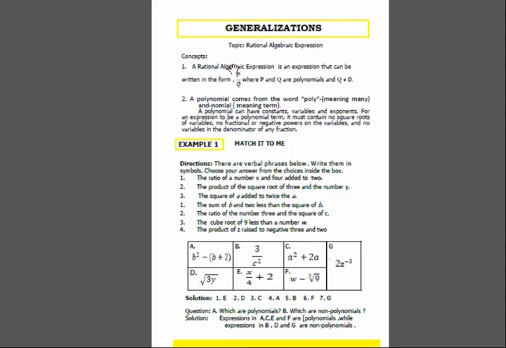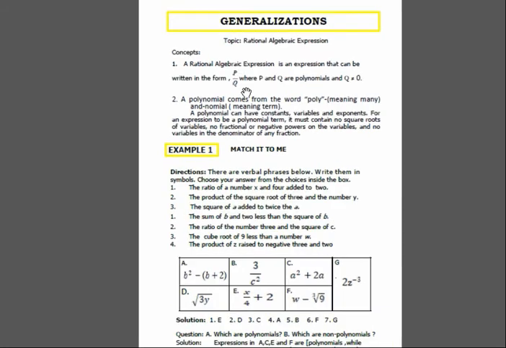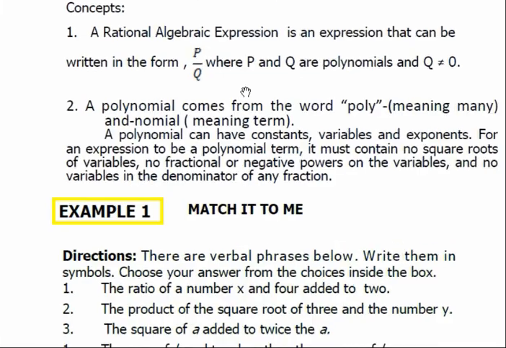It says here in your module 3B, a rational algebraic expression is an expression that can be written in the form P over Q, where P and Q are polynomials. And take note, the Q or the denominator must not be 0.